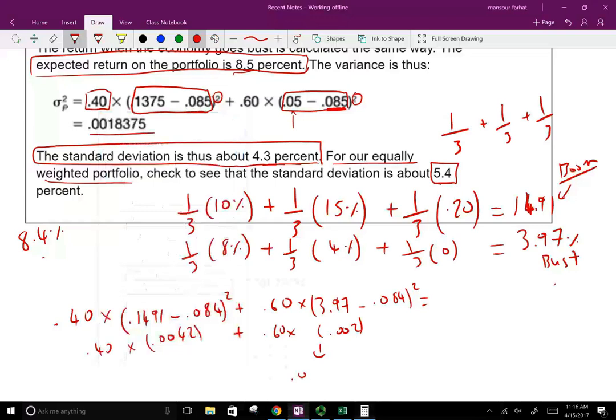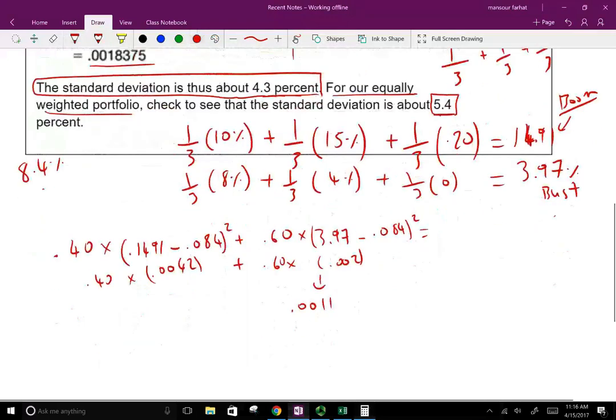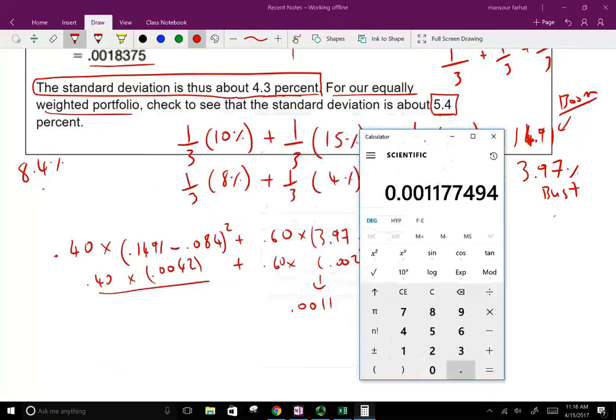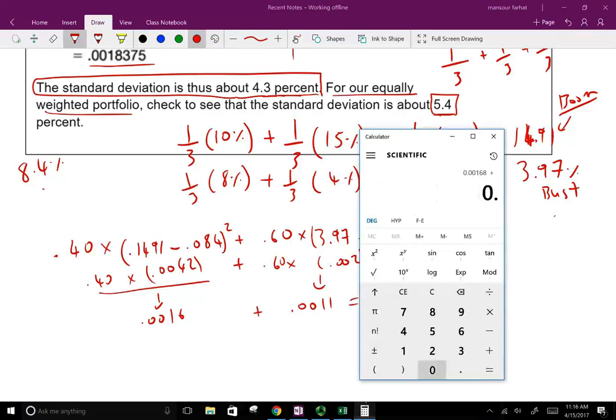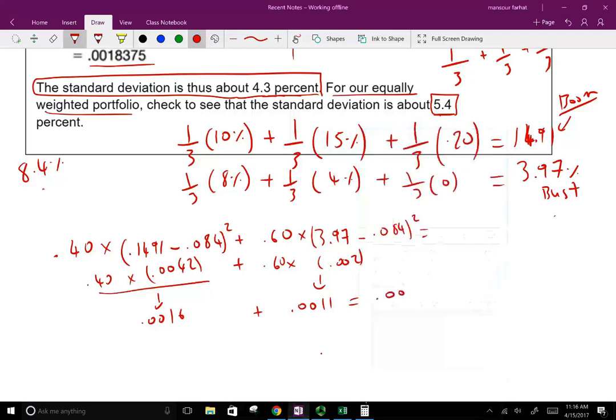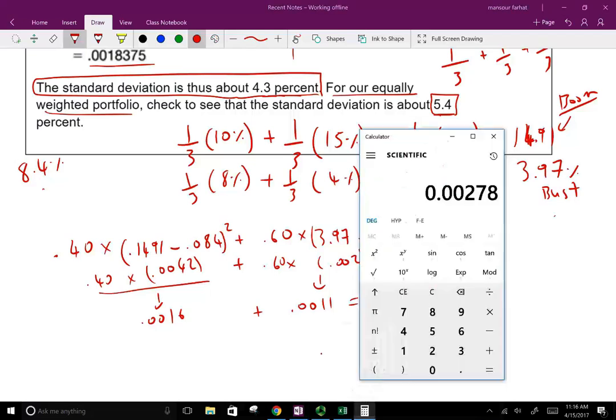0.0011. We're going to solve this part here. 0.4 times 0.0042. That's going to give us 0.0016. Let's combine them. Plus 0.0011, 0.00278, and now what's going to happen? This is the variance. We're going to take the square root of it, and it's going to be 5.27.